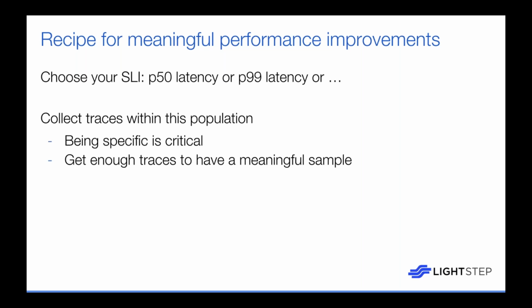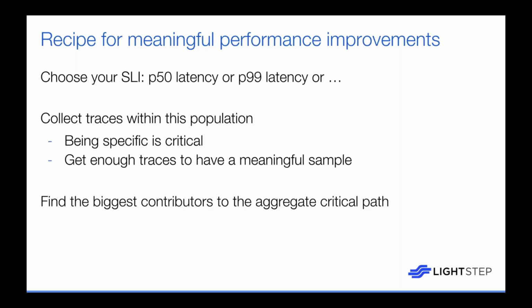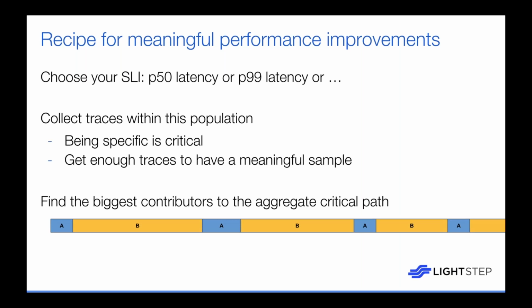And then what we do is we find the biggest contributors to the aggregate critical path. So we take the traces in that sample and we put them end to end. If we imagine my simple example with these two different pieces, Service A and Service B, it turns out Service A is usually shorter, Service B is usually longer. We take these requests and put them end to end, look at that whole thing, and then ask the question: how much faster could it be if we improved A? How much faster could it be if we improved B?